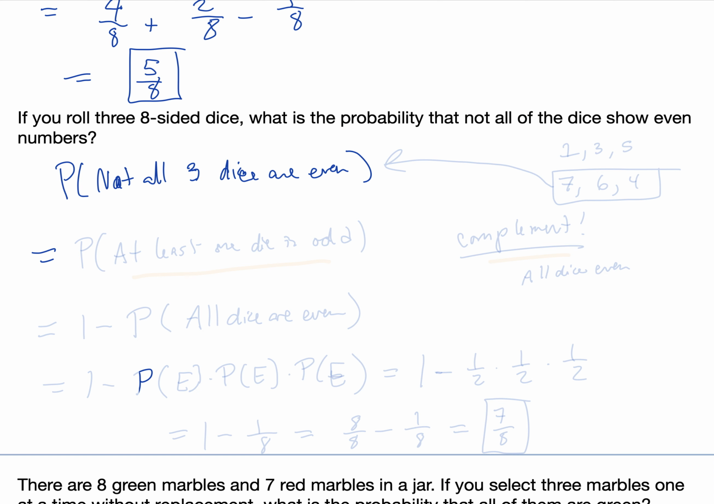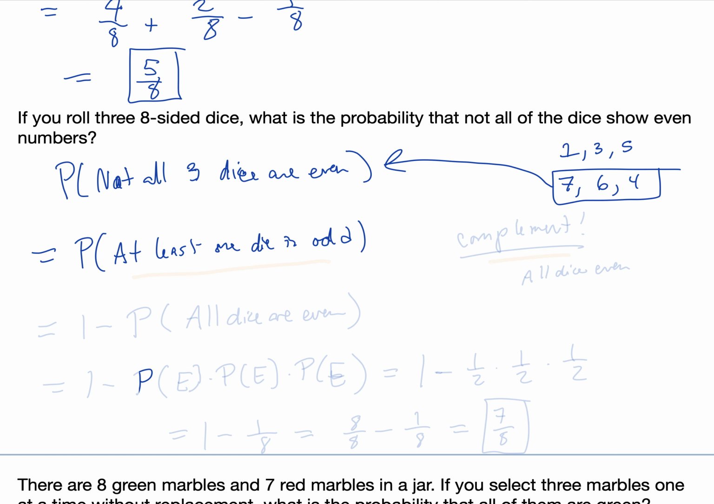So if not all 3 dice are even, what are some possibilities? We could have a 1, a 3, and a 5, and then it's true that not all 3 dice are even. But we could also have something like, this is an 8-sided die, so we could have 7, 6, and 4. And that still falls into this category of not all 3 dice are even. So let's just rephrase this in a way that's more familiar to us. It's not the case that all 3 dice are even. So that means that this is the same as the probability that at least 1 die is odd.